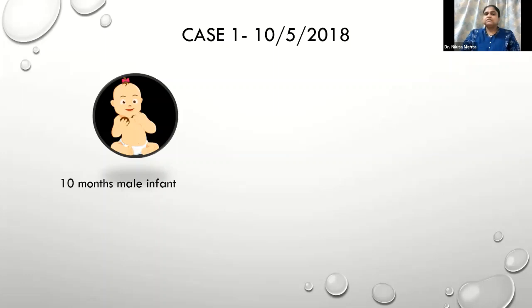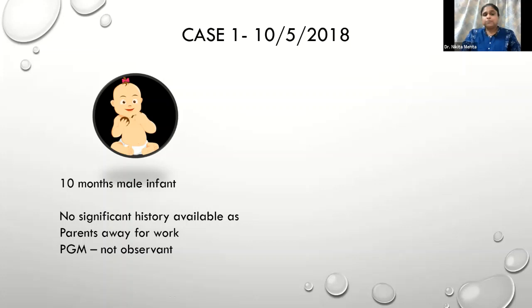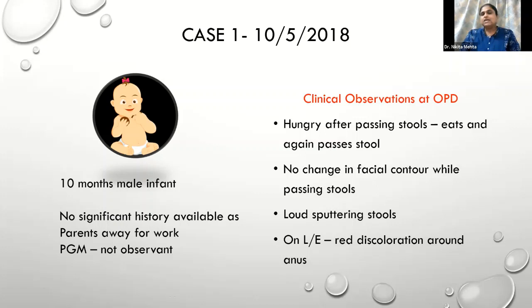This case came to me in May 2018. A 10 months male infant came to us with no significant history because the parents were always at work and the paternal grandmother was not observant. So we made certain clinical observations at the OPD. The baby was hungry after passing stools, would again eat and again pass stool. There was no change in facial contour while passing stools. There were loud sputtering stools. And on examination, there was red discoloration around the anus.